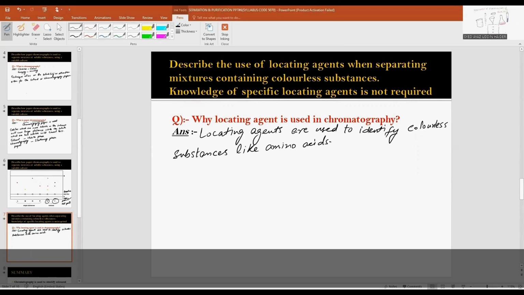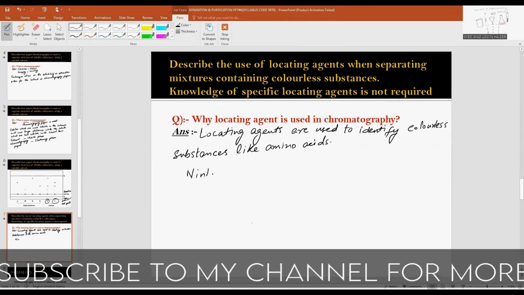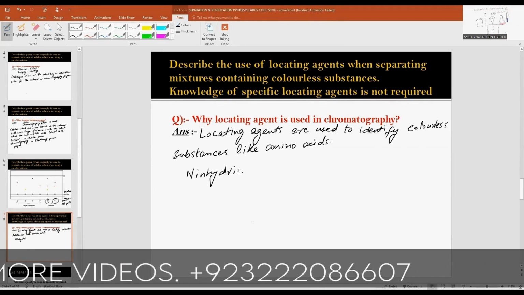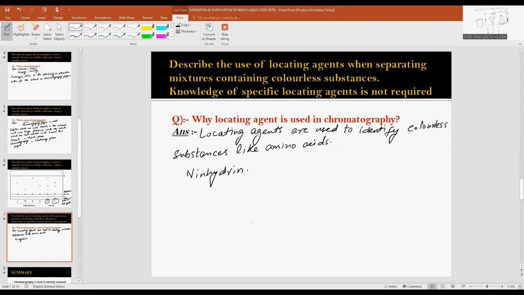Locating agents react with the colorless substance to produce colored stains. For instance, ninhydrin. Ninhydrin is a purple color which reacts with amino acid to produce purple stains, and thus amino acids can be identified through this technique.